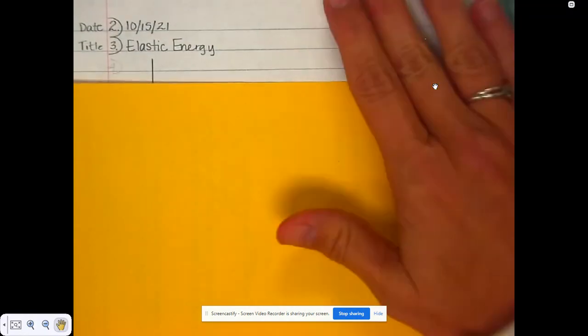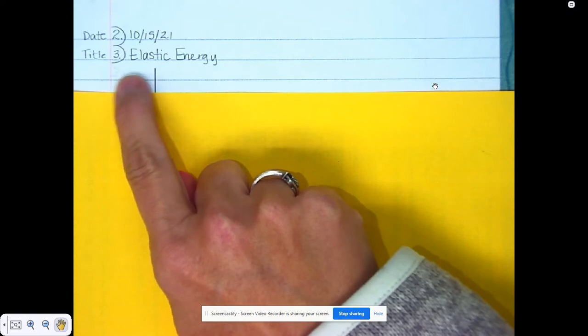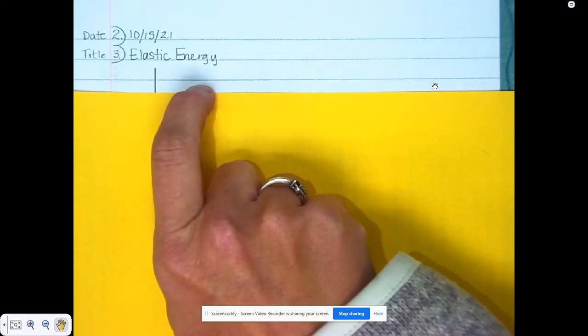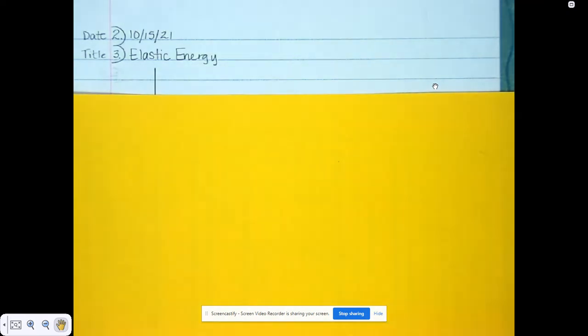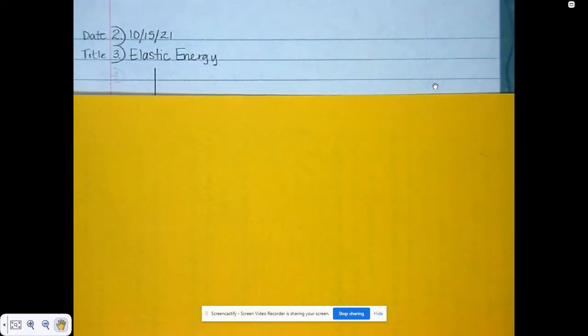So we are going to start out with obviously putting the date. And then we would have the title. So our title here is Elastic Energy. This doesn't necessarily pertain to a focus area, so I'm just going to include just the resource at this time. And I set up my notes with the Cornell notes as I'm going along.